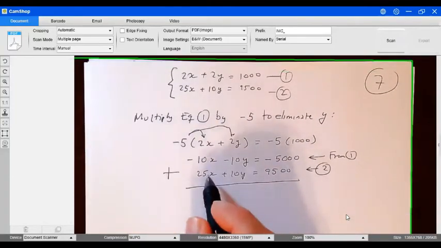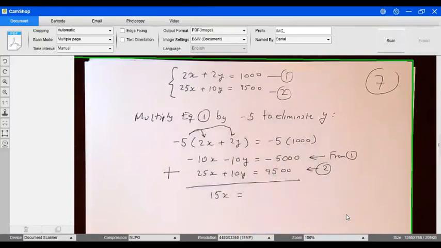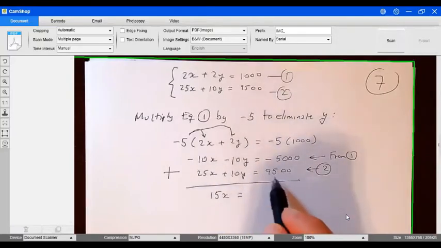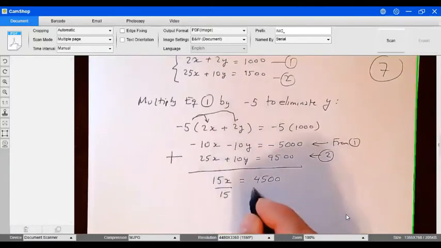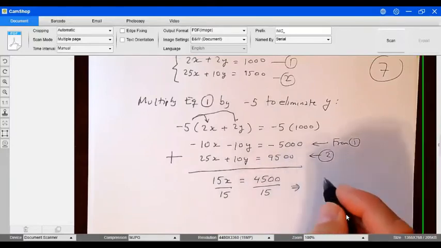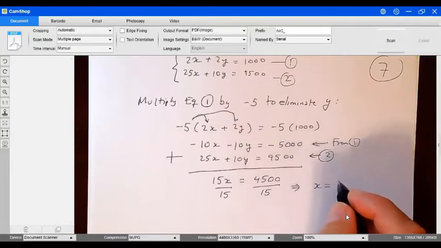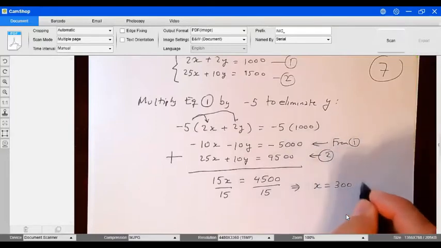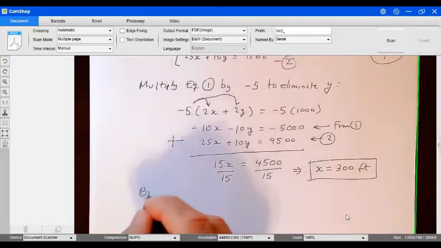So you get 25 minus 10 is gonna be 15x equals, y is eliminated, so we get 9500 minus 5000 is gonna be just 4500. So the last step is just dividing by the coefficient of x, which is 15. So x, if you use the calculator, is going to be 300 feet. So now we're going to do back substitution.